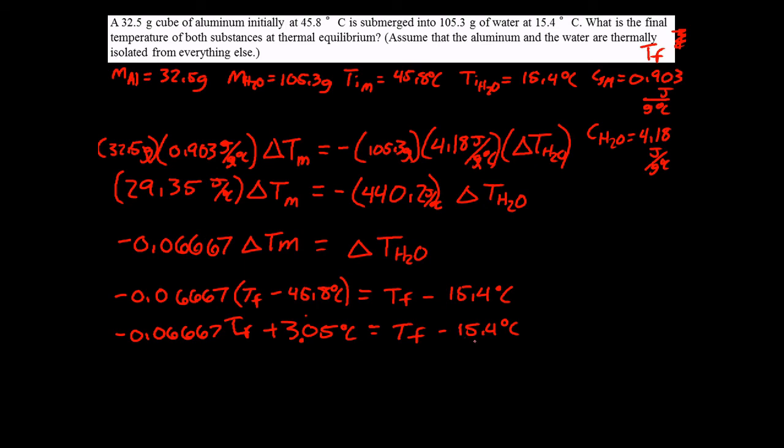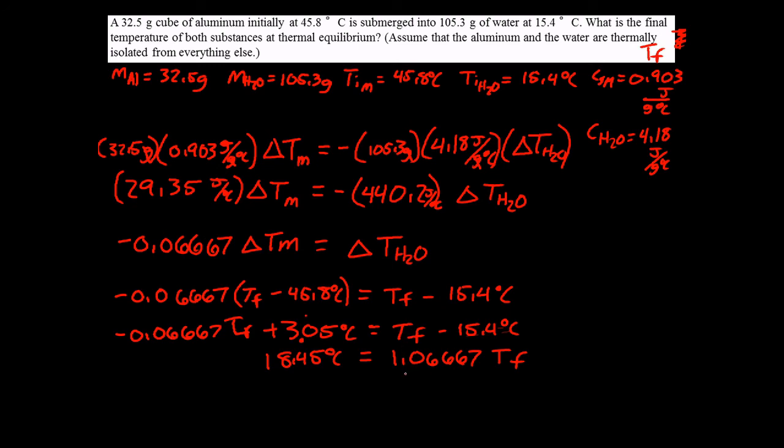So I'm going to add 15.4 degrees C to both sides. That will essentially cancel out this 15.4 and add it to the 3.05. At the same time, I'm going to add 0.06667 TF to both sides. And so what that will end up doing for me is I will have, actually I don't know why I need to do that on the calculator. That was fairly simple. So I'll have 18.45 degrees C is equal to 1.06667 TF. Now if you're wondering where did the 1 come from, that was this. This is 1 TF. So I had 0.07 essentially TF that I added to 1 TF.